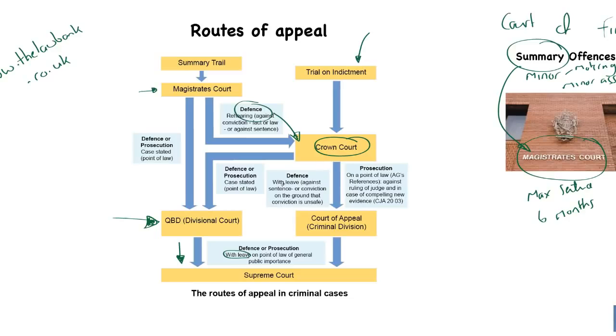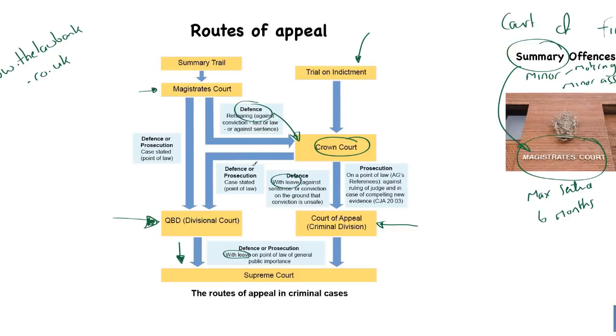The defence can appeal with leave, so if they're given permission, against sentence or conviction on the grounds that the conviction is unsafe, if it's against conviction. So the defence or the prosecution can appeal, but for different things, from the Crown Court to the Court of Appeal Criminal Division. After the Court of Appeal Criminal Division, the same system applies as it does for the Queen's Bench Division. The defence or the prosecution can apply with leave on a point of law of general public importance to the Supreme Court.